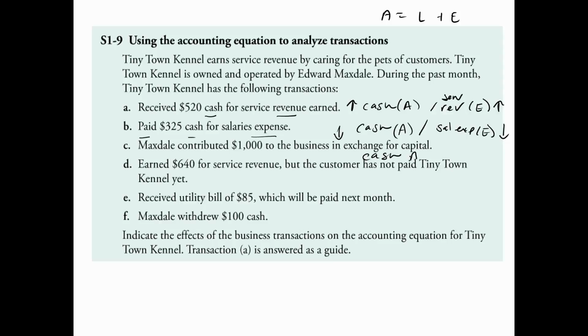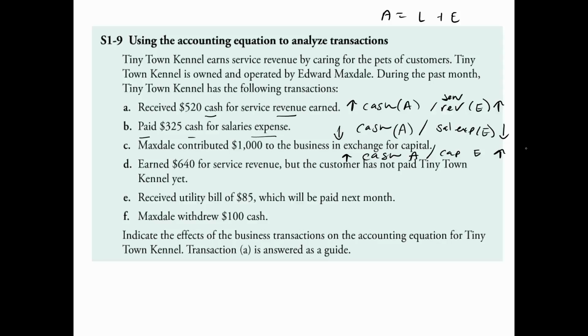All right, that's an asset, and that's going up. And then capital is part of owner's equity, and so that's something that adds to owner's equity, so that is going up as well. Both sides went up by $1,000. The accounting equation is still in balance.